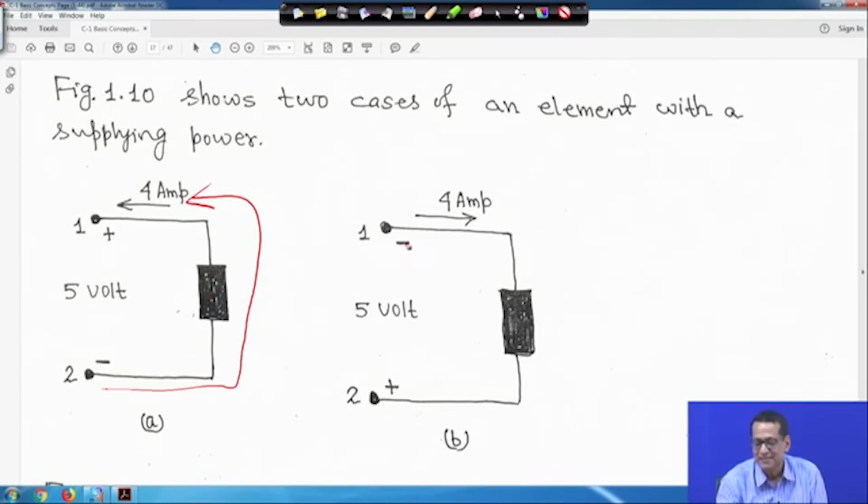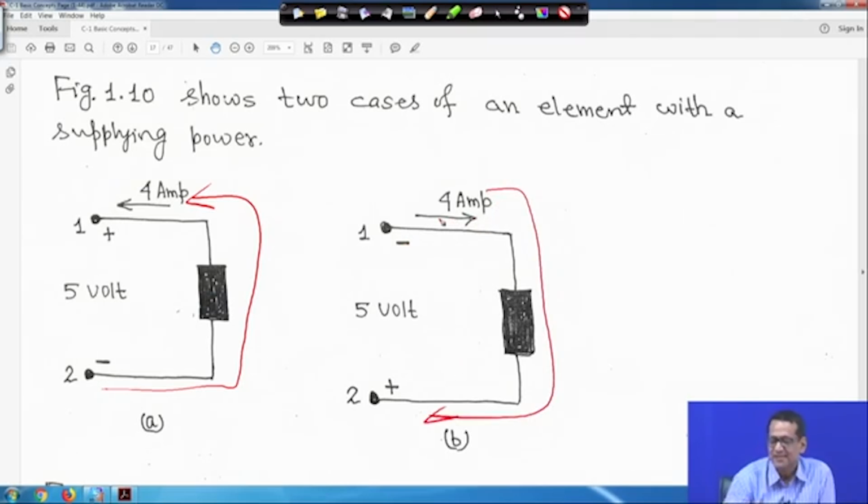Similarly here also current is entering the negative terminal, so it is going like this. Current enters the negative terminal, here also it is minus, so this should be minus 4 into 5, so minus 20 watt. That means power is negative. So this element is supplying power, or delivering power, right.